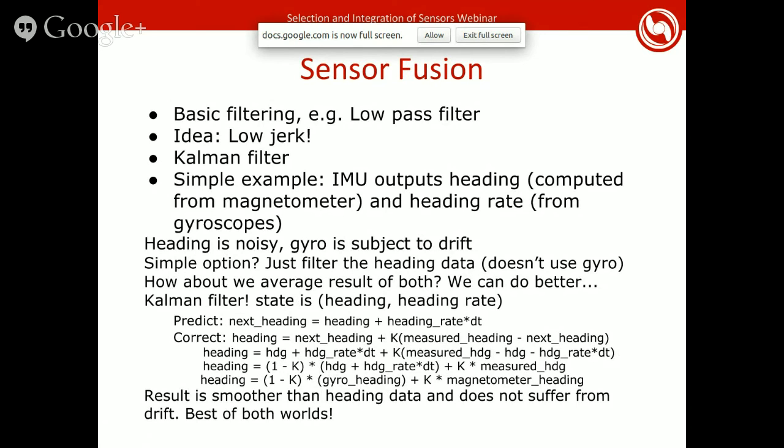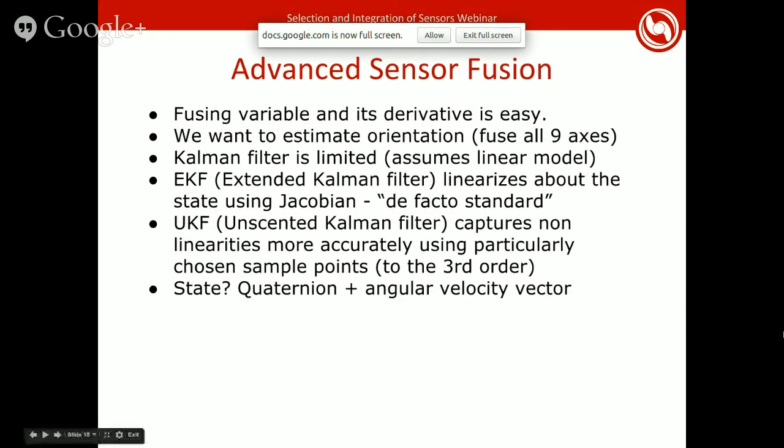Of course, if you go into higher dimensional Kalman filters, these equations become much more complicated. Essentially there's a bunch of linear matrices. So yeah, sure, we can fuse a variable and its derivative. That's cool, and we actually do this a lot. This is our primary filter for heading on CUAV. We take in a heading rate and a heading, and we pass them through a Kalman filter, and that's been working pretty well. But what we really want to do is estimate orientation.